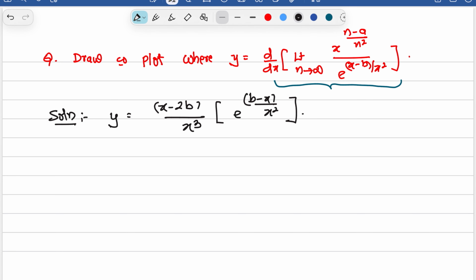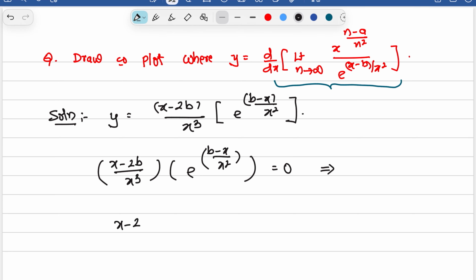To find the roots, we have to make the function equal to 0. That is (x minus 2b) by x cube into e to the power of (b minus x) by x square is equal to 0. That implies either (x minus 2b) by x cube is equal to 0 or e to the power of (b minus x) by x square is equal to 0.